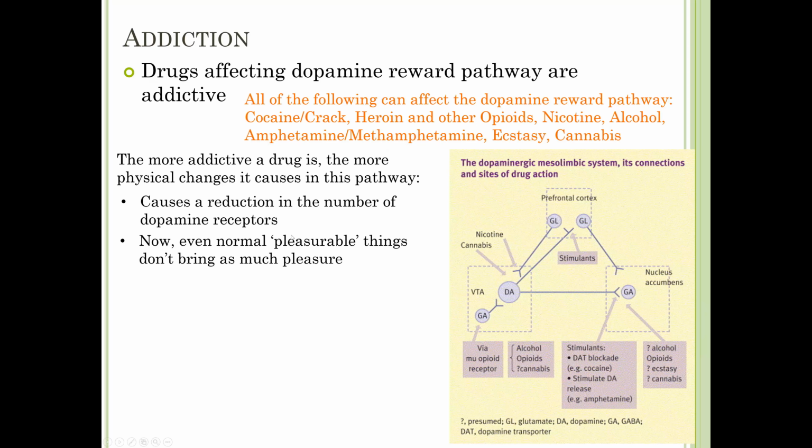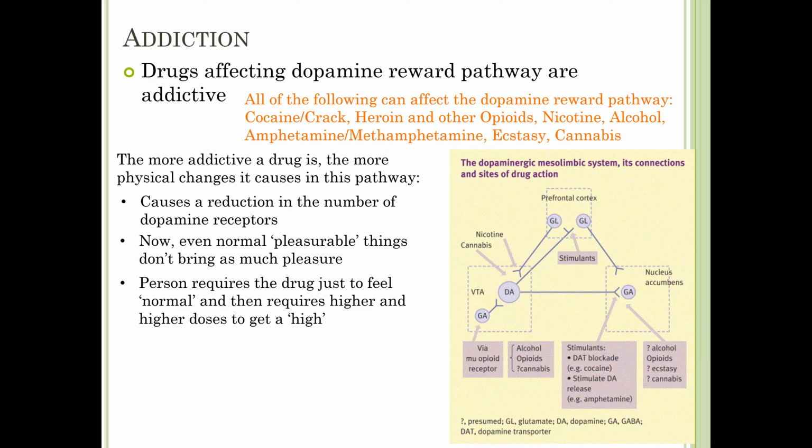And now that you have fewer dopamine receptors in this pathway, even things that would normally be considered pleasurable, like eating a piece of chocolate or even having sex or looking at a beautiful sunset, things that you typically enjoy, don't bring as much pleasure as they used to, and everything feels kind of dull and gray. And so the person has to require the drug just to feel normal, and then they have to take higher and higher doses of the drug to get the high that they got the first time they took it. And this is a process called tolerance.